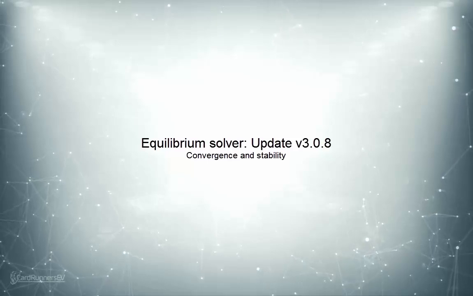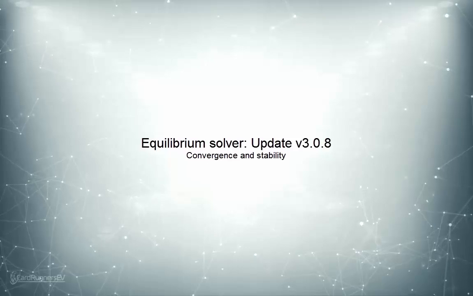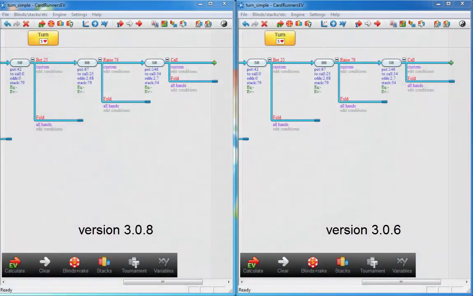Now given that we want to compare the last version, V3.06, with the new version, V3.08, I have placed them next to each other on the screen. On the left we have the new version, V3.08, and on the right we have the previous version, V3.06. In the first part of this video we will look at the convergence of the algorithm. In the second part we'll look at the stability.